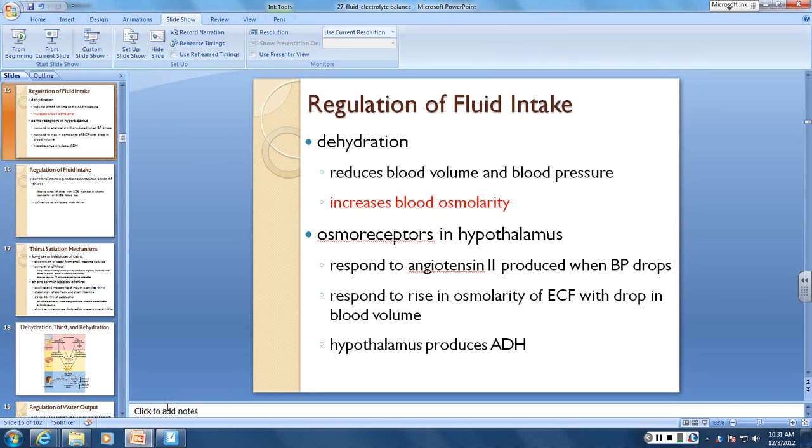And there was something else I said. So the way the body responds is by all these mechanisms to try to increase blood volume. Remember ADH? Antidiuretic hormone. What does it do?